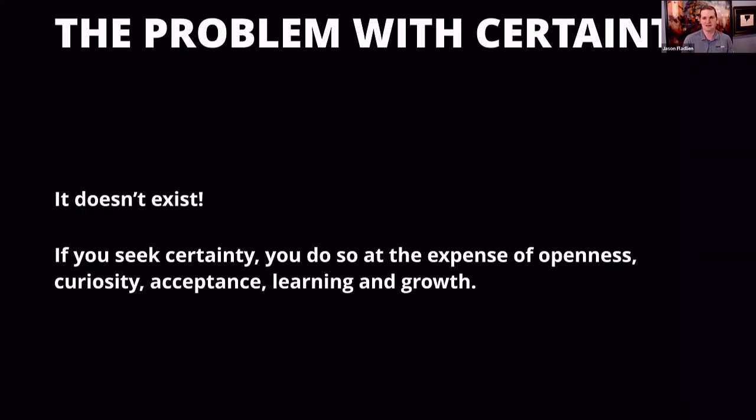Nothing that you could put yourself into and be like, I want certainty. Okay, good luck with that. It's unfortunate because we're in some ways programmed to seek certainty. It's a survival mechanism. But if you seek certainty, you do so at the expense of openness, at the expense of curiosity, at the expense of acceptance, at the expense of learning, and at the expense of growth. There's a cognitive bias where people will trade in a small amount of risk for no risk, even though there are other things that they could lessen in terms of risk.